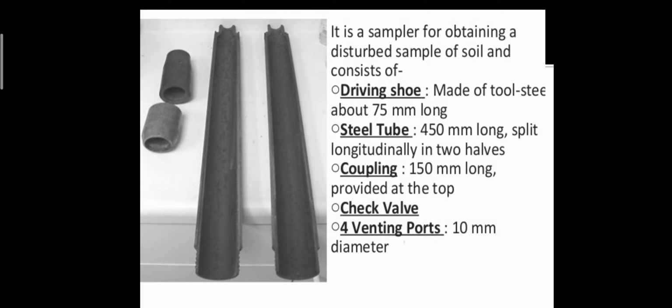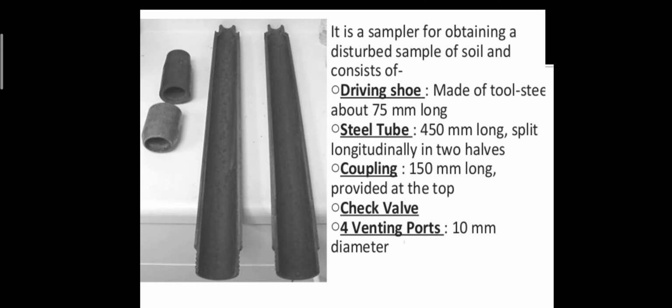The cutting shoes will be fixed at the end of the sampler. And the sampler has some specifications. As we saw earlier, we should maintain the area ratio, we should maintain the inside clearance, and we should maintain the outside clearance. So the dimensions are very important. When you take the driving shoe or the cutting shoe, it is 75 mm long, which is 7.5 centimeter in length.